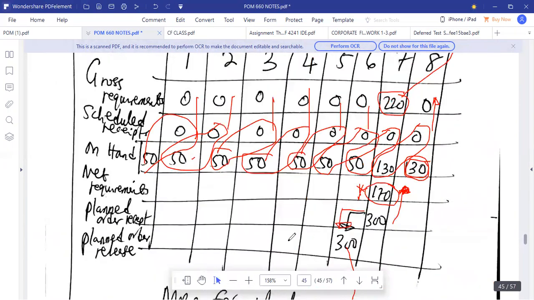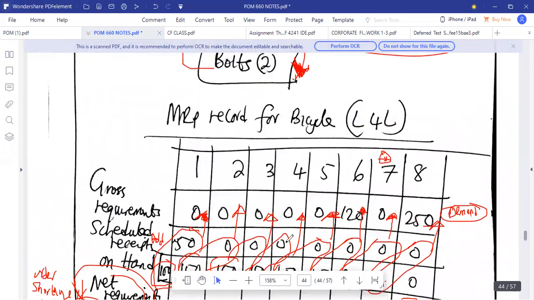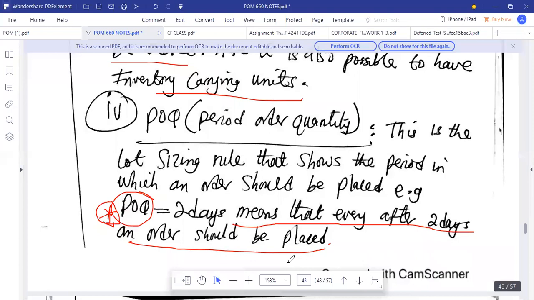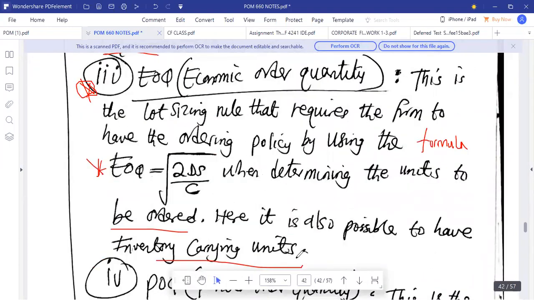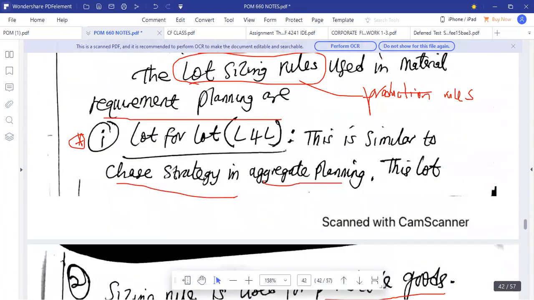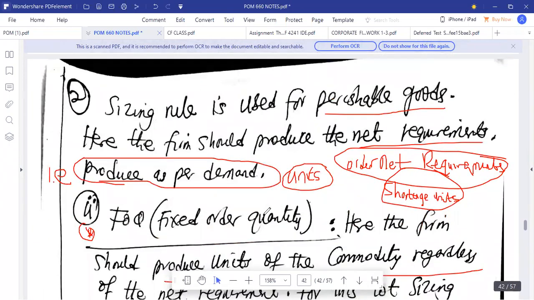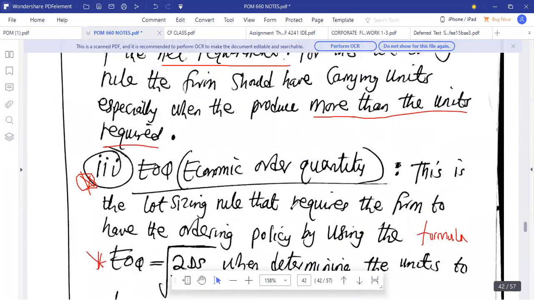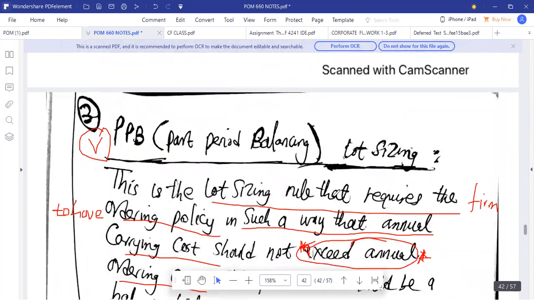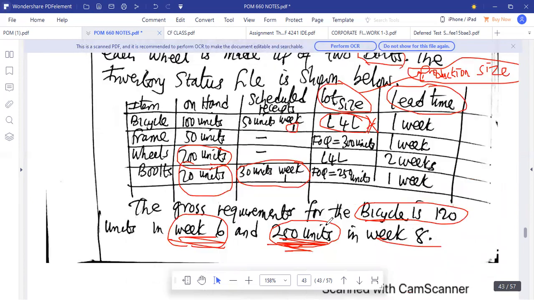And then of course the lot sizing rules we're talking about can be either lot for lot or fixed order quantity. These two are the most common lot sizing rules. Of course, we can get into a deeper way. We're going to look at the part period balancing lot sizing rule.